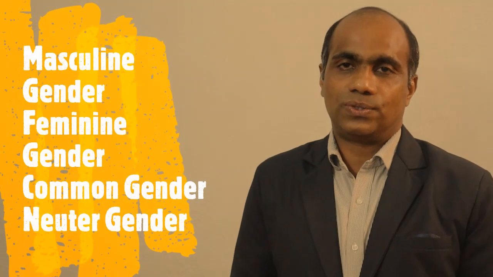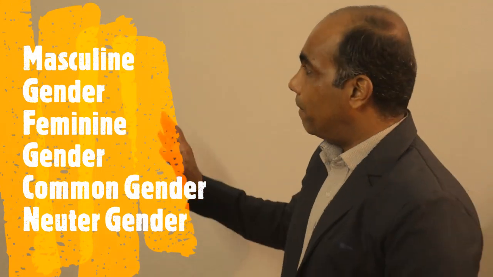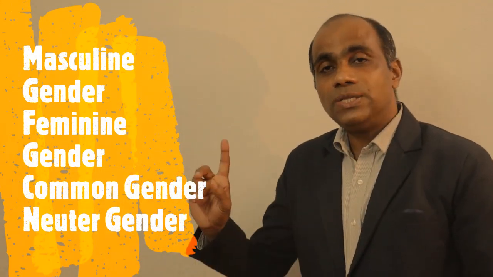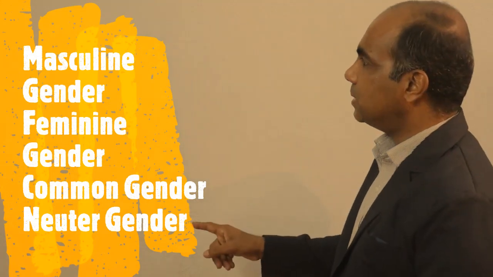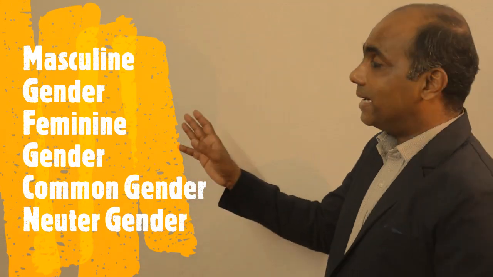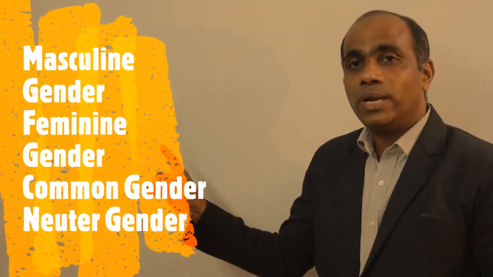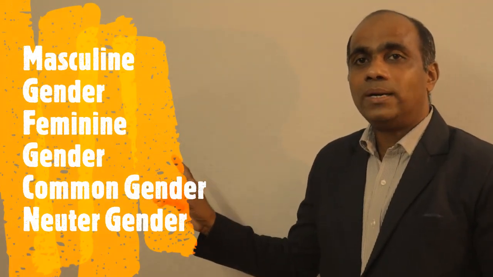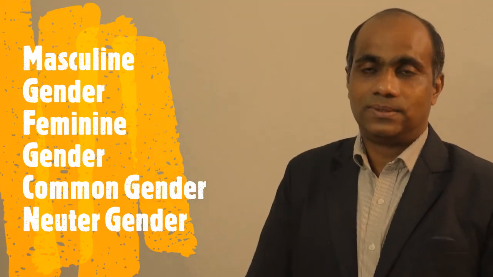There are four kinds of genders of nouns. They are masculine gender, feminine gender, common gender and neuter gender. Let us learn it: masculine, feminine, common and neuter gender. Let us discuss all these types separately to get a clear view. First one is masculine gender.